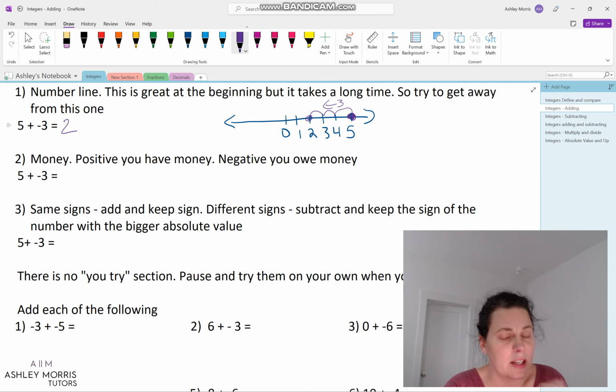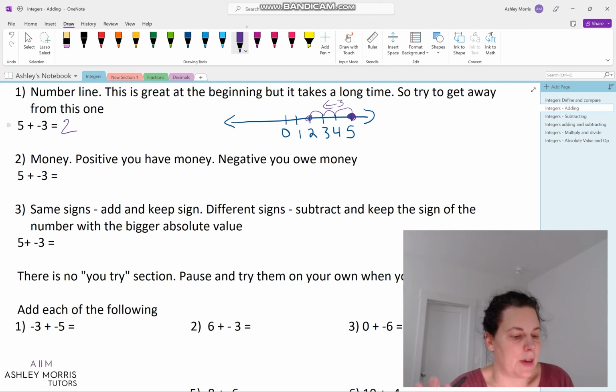And that's fine. Totally fine for you to do this. But if you think about it, if you were doing 100 plus negative 50, you'd have to do 50 spaces. That's a lot. So do this one a couple of times if you like it to get the hang of it. And then I would try to work away from this one.